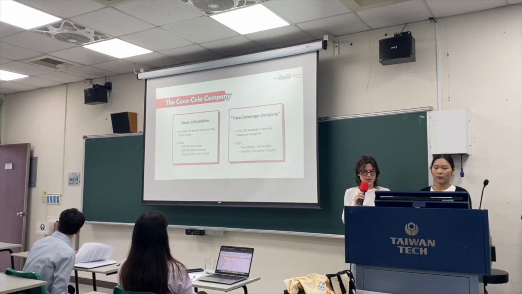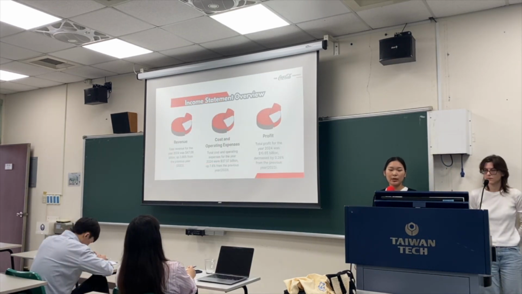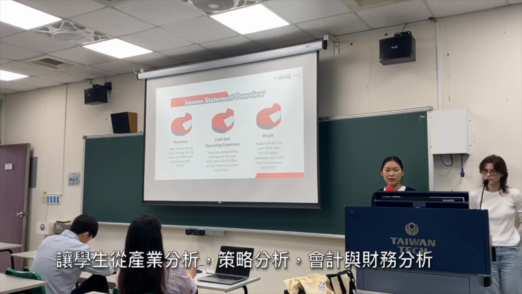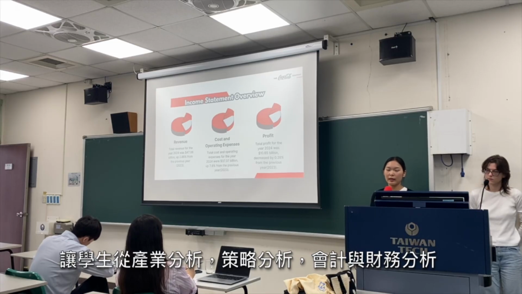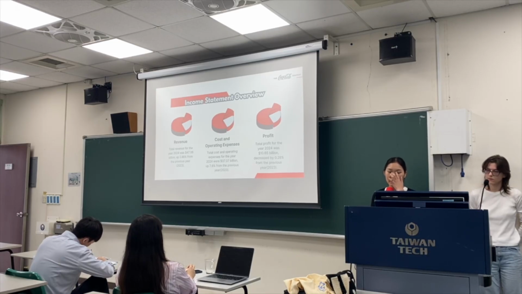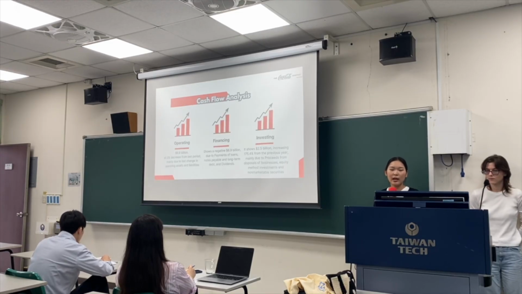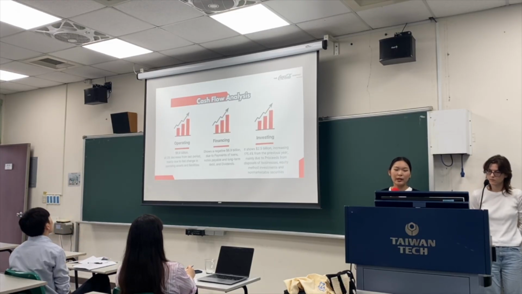2017. Revenue increased approximately 3% from last year. And cost and operating expense also increased from the previous year, like around 7.6%. And the profit, because the cost increased, the profits decreased 0.28%, which is not that high. Okay. And the next one is the cash flow analysis, so the operating activities, the first one.